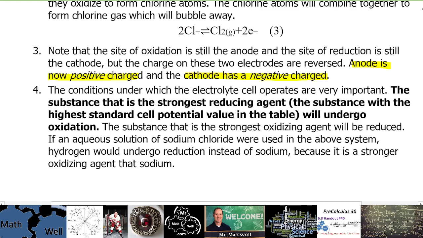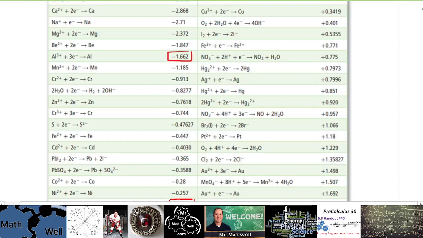If an aqueous solution of sodium chloride were used in the above system, okay, this is a bit of an aside before we get into that. Before we get into this, let's just talk a little about this, okay? So the strongest reducing agent, that is the highest value in the table. Where would that table be again? Is it down here? Yeah.